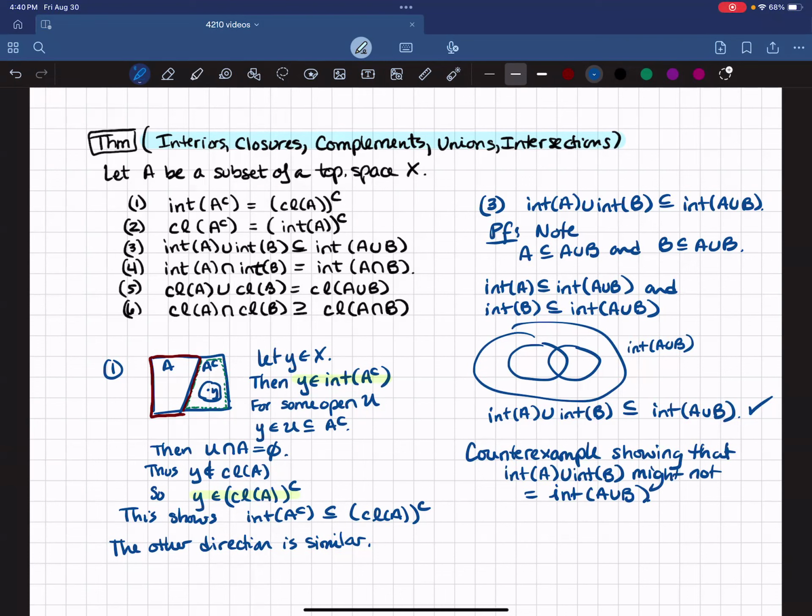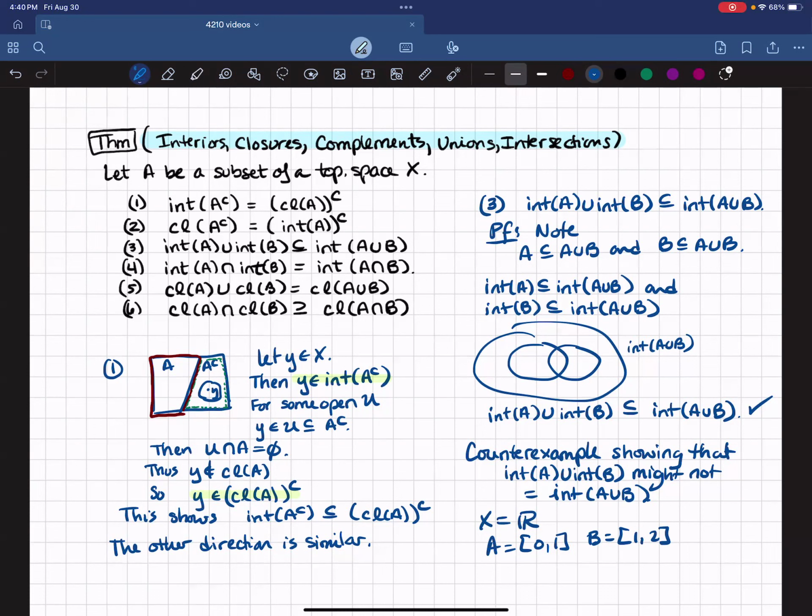For an example in a topology class, you first have to say what topology you're using. And you can pick any topology you want if one is not given to you. And so I would like to just use the standard topology on the reals because that is one of the easiest topologies that I have a really solid understanding of. So let's let X be the reals with the usual topology. And I'm going to let A be the set [0, 1], including the endpoints. And I'm going to let B be the set [1, 2], including both endpoints.